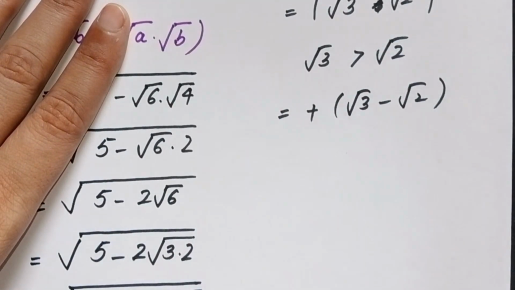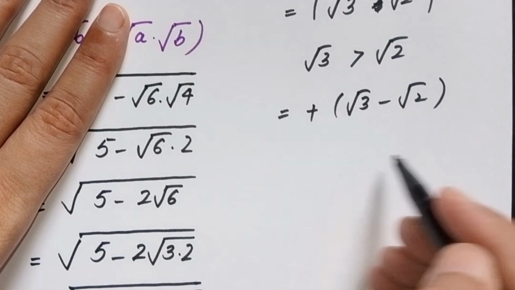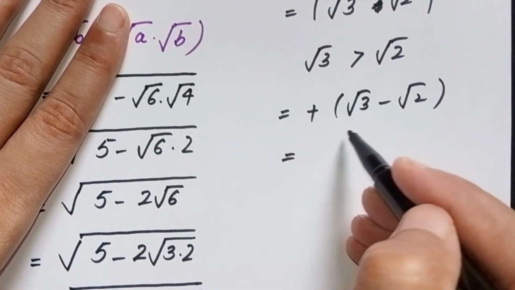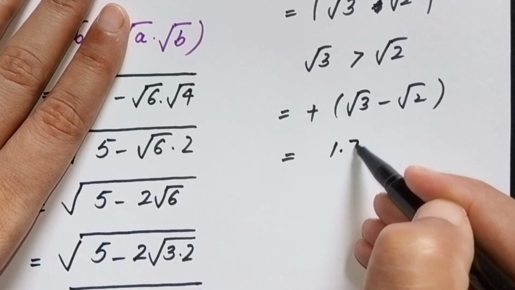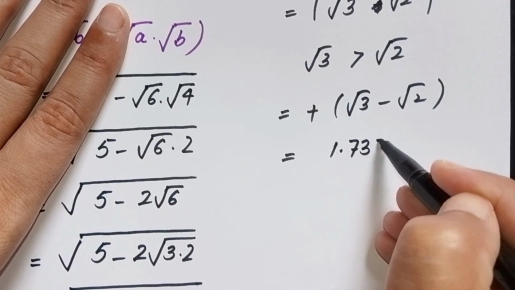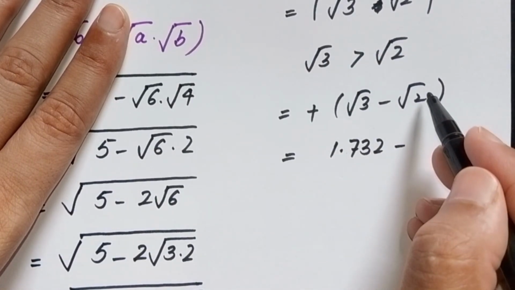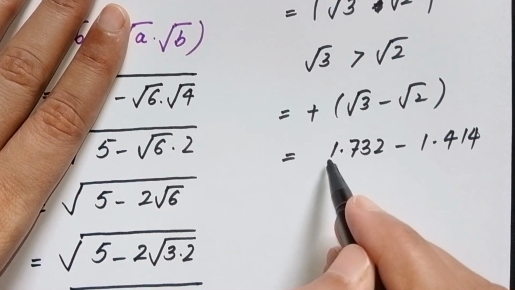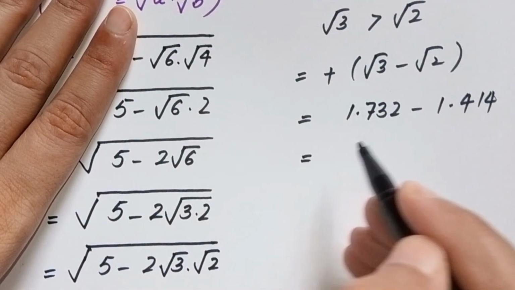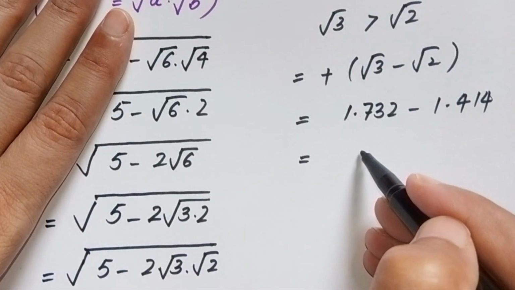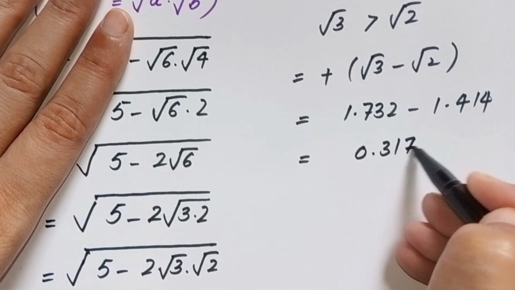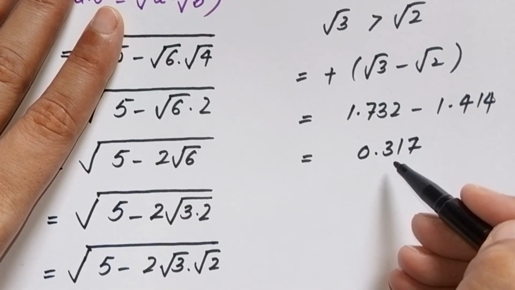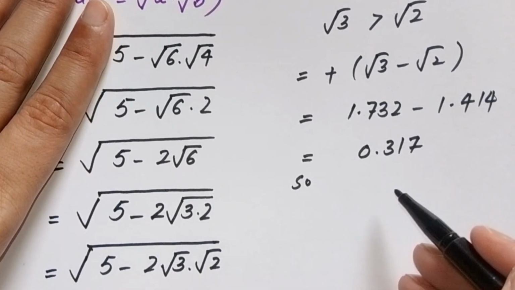By using a calculator, we can find the values of the square root of 3 and the square root of 2. The square root of 3 is 1.732, and the square root of 2 is 1.414. When we subtract, 1.732 minus 1.414 gives us 0.317. So it is the final value.